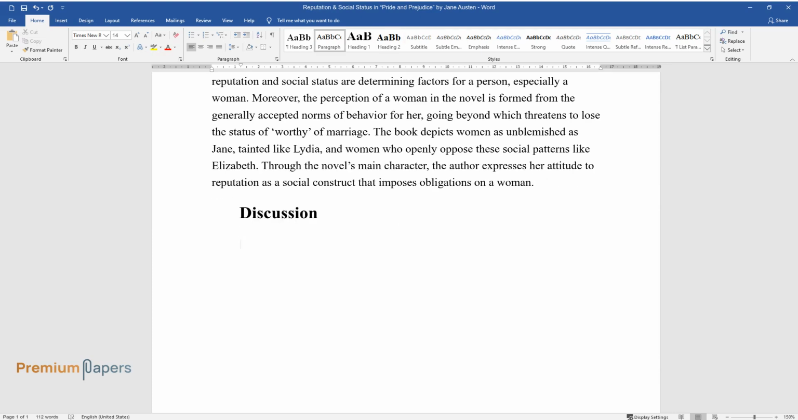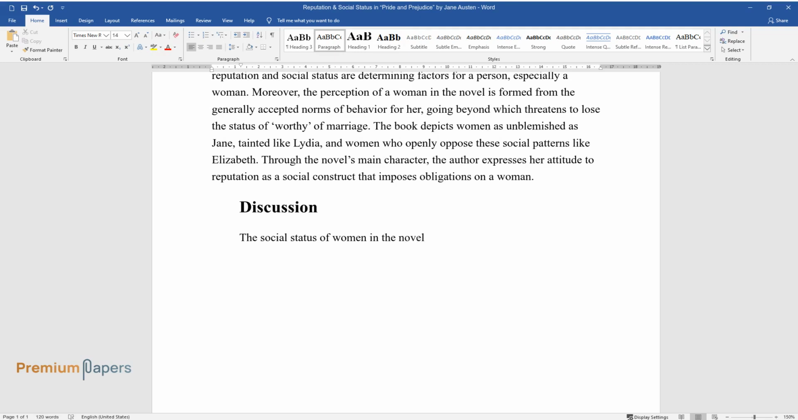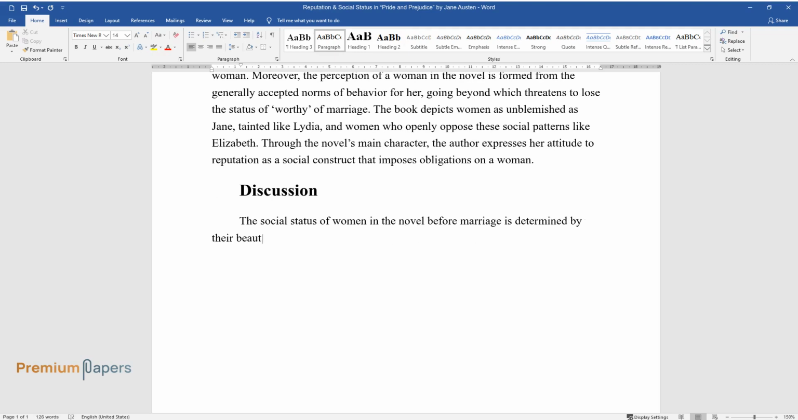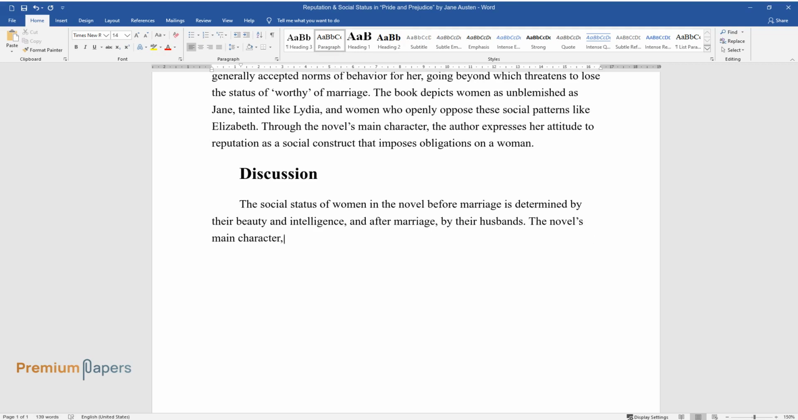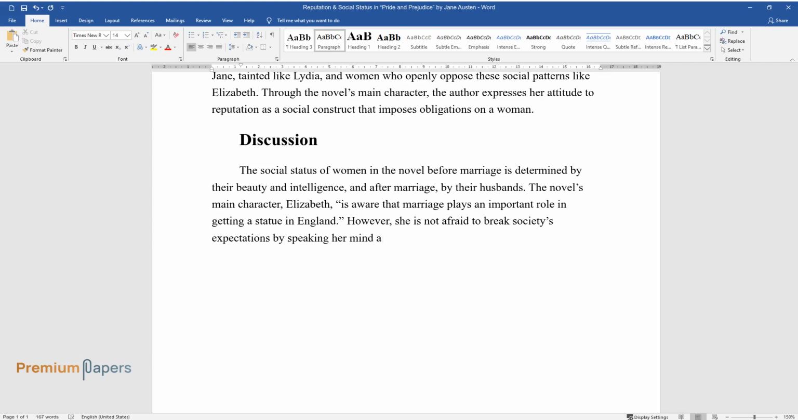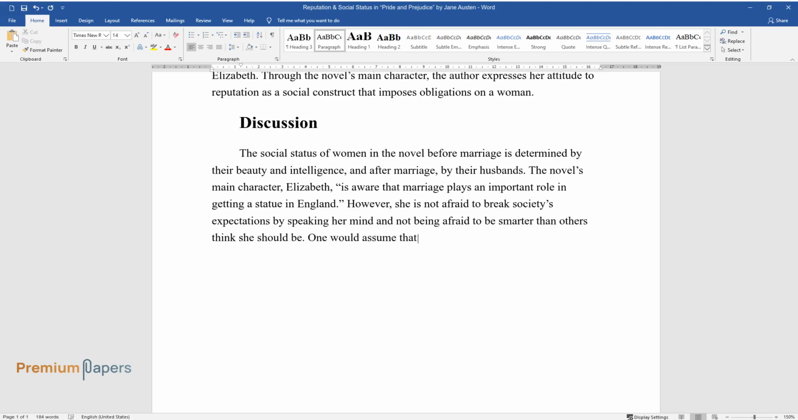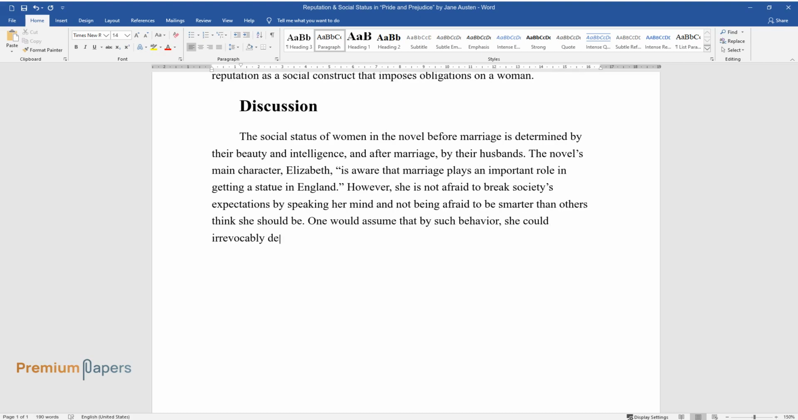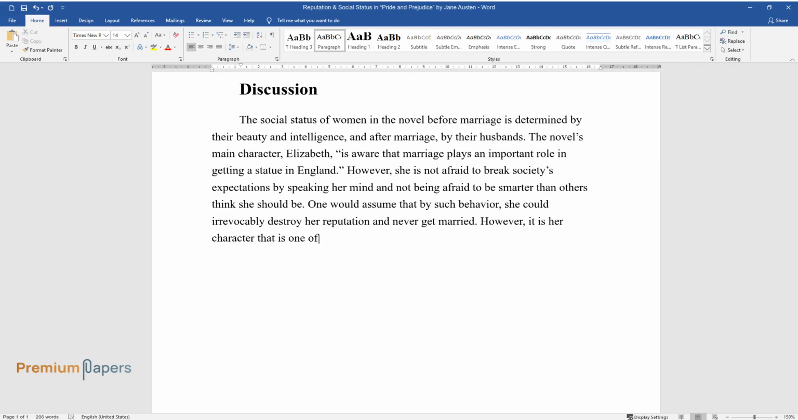Discussion. The social status of women in the novel before marriage is determined by their beauty and intelligence, and after marriage, by their husbands. The novel's main character, Elizabeth, is aware that marriage plays an important role in getting a status in England. However, she is not afraid to break society's expectations by speaking her mind and not being afraid to be smarter than others think she should be. One would assume that by such behavior, she could irrevocably destroy her reputation and never get married. However, it is her character that is one of the main factors that determine her attractiveness.